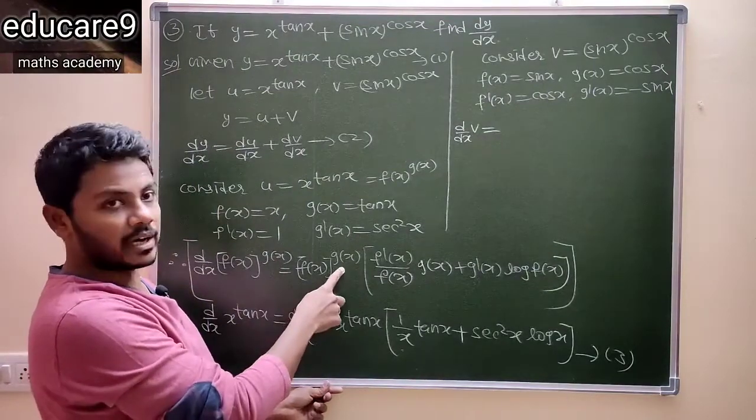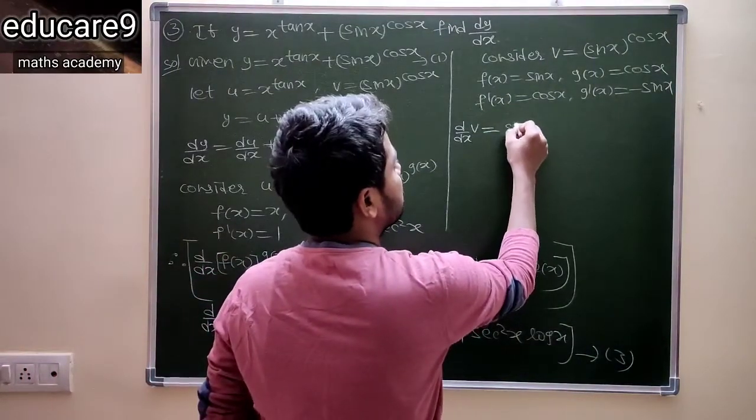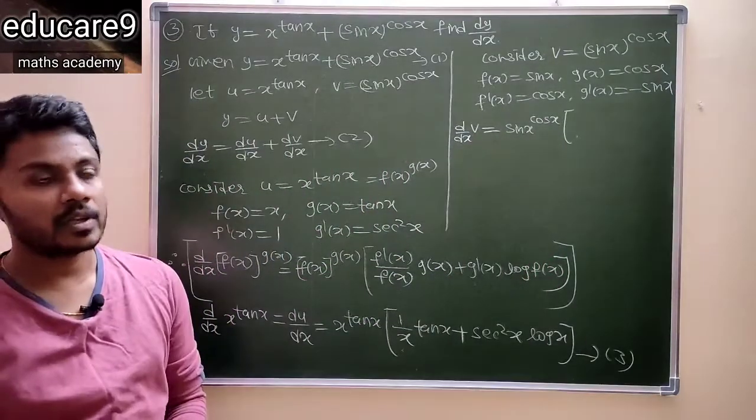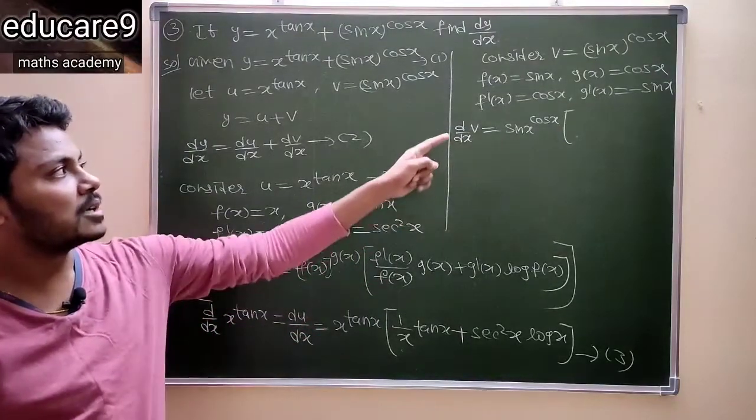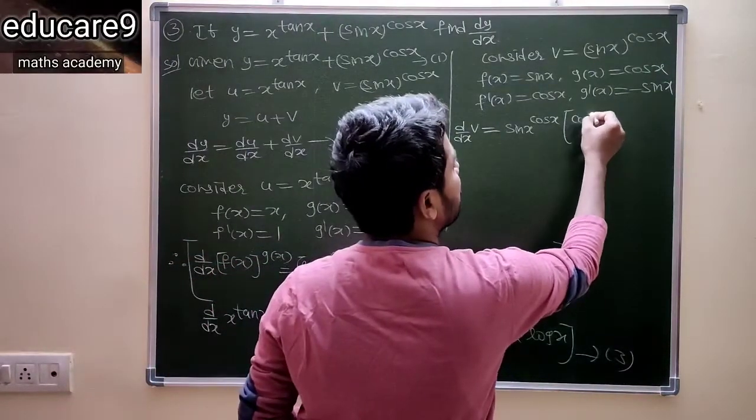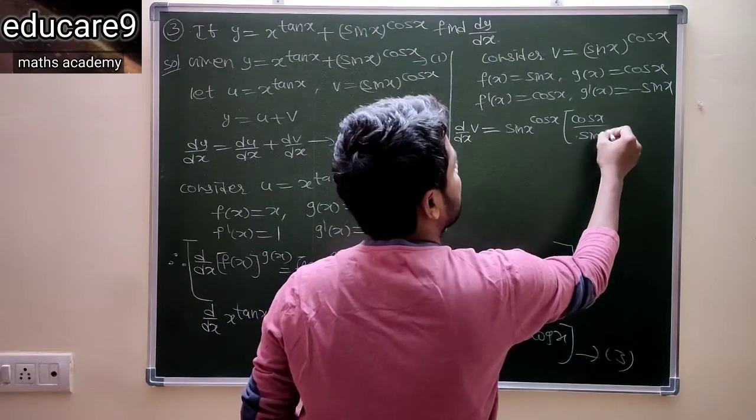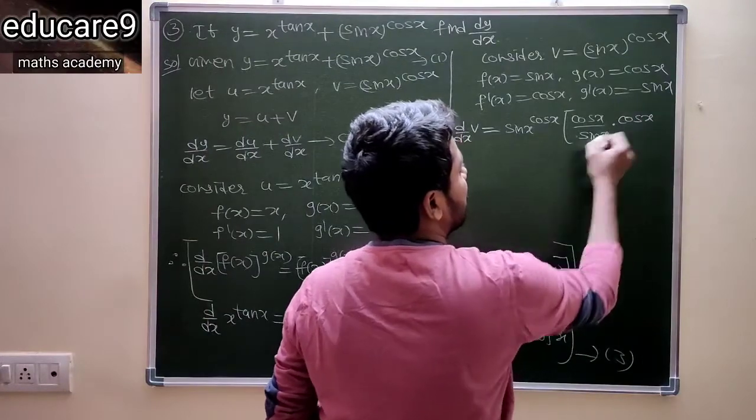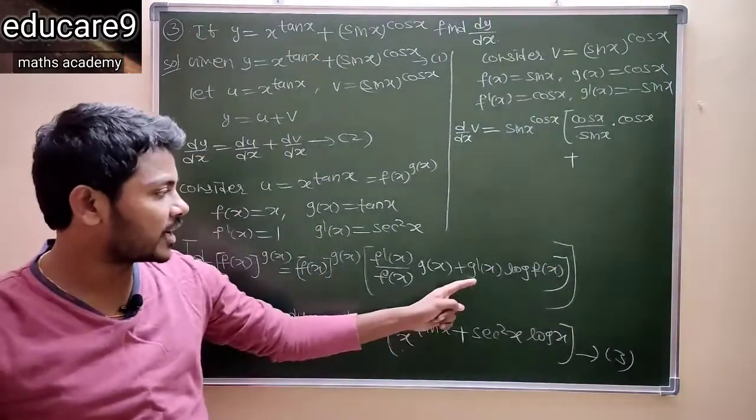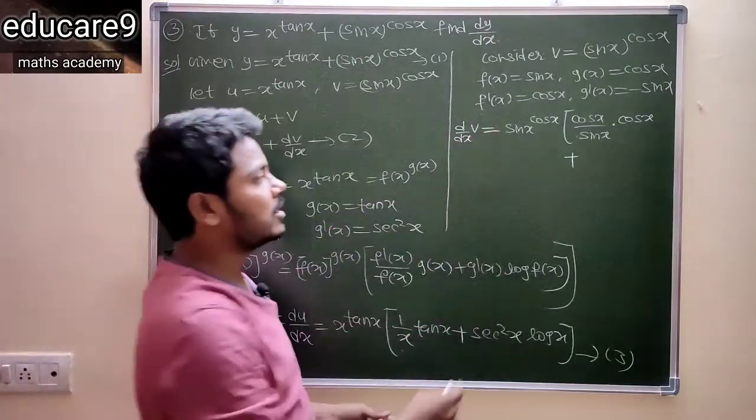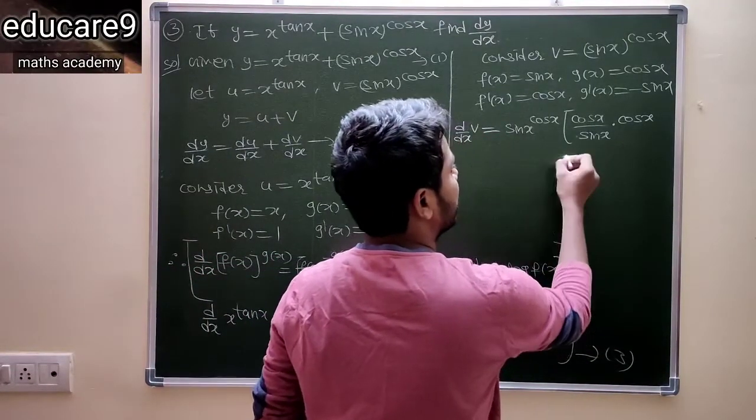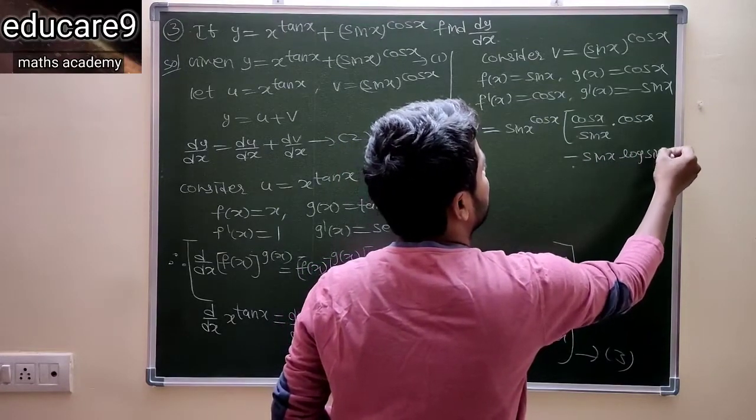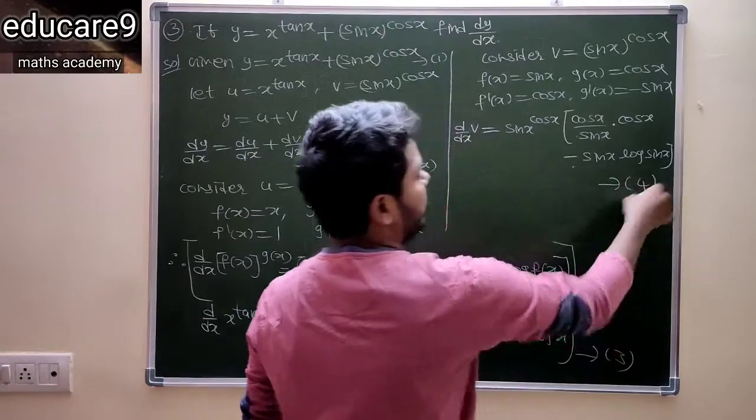F of x whole power g of x, that is sin x power cos x into f dash x by f of x. So what is that? Cos x by sin x into what? G of x, that is cos x, plus g dash of x into log f of x. So what is that? Minus sin x. Simply write minus sin x into log of f of x, that is log sin x. So this is equation 4.